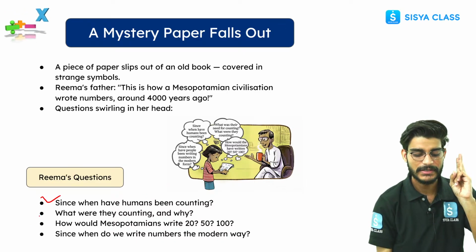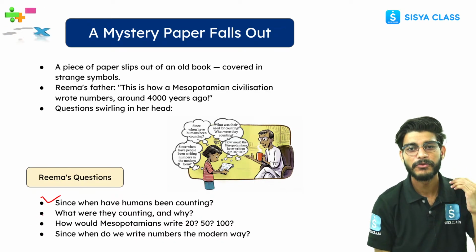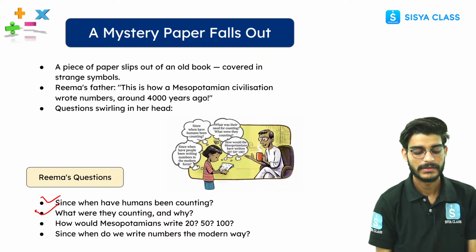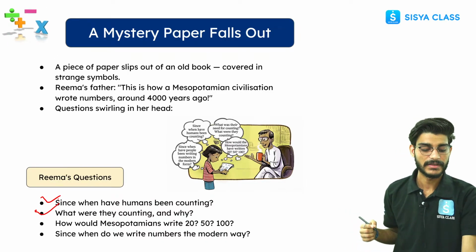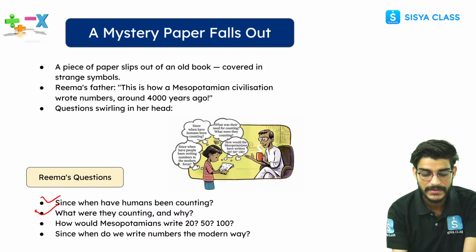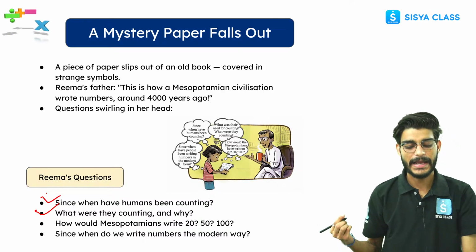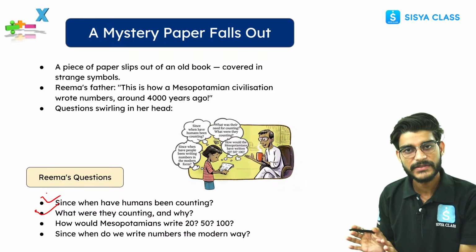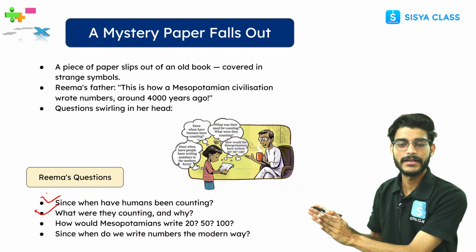The second question was, what are they counting and why are they counting? The third and fourth questions were, how would Mesopotamians write 20, 50 and 100? What are the symbols for 20, 50 and 100?